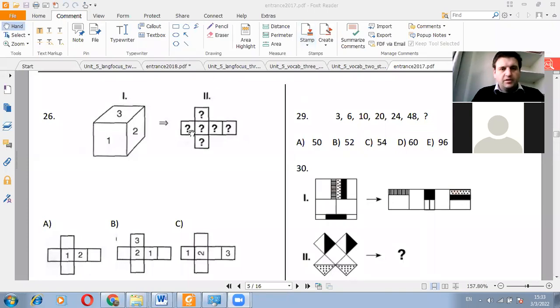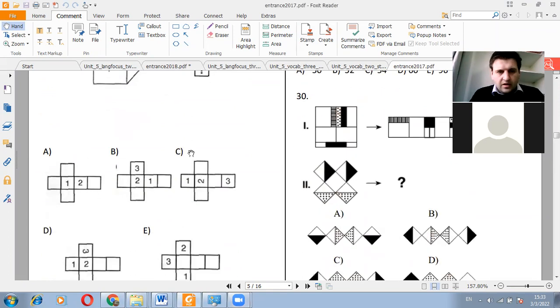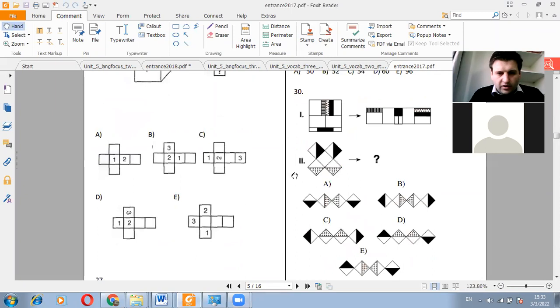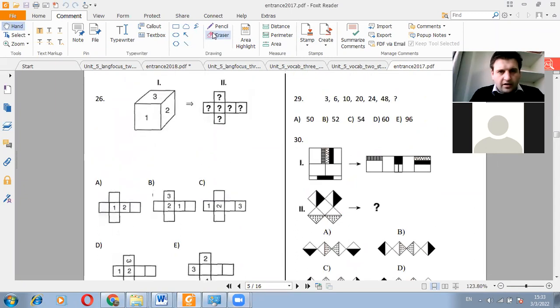And then comes the logic questions. So 26, as you can see, is a question where we have a cube and we need to find which of the following unfolded ones is the correct one. And from your previous knowledge, you know that some sides here, so you have 1, 2, and 3, are visible.